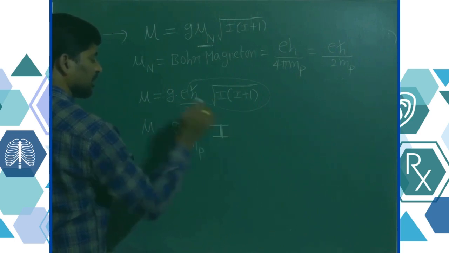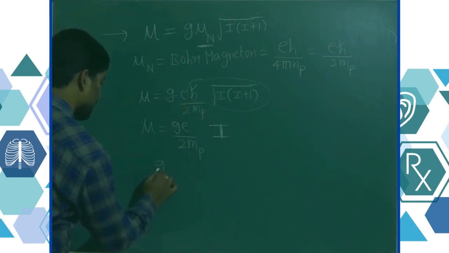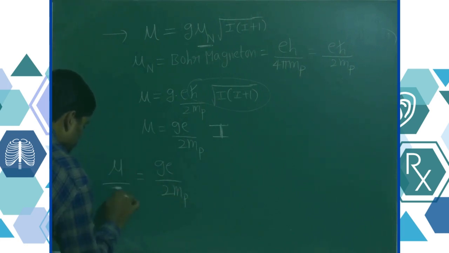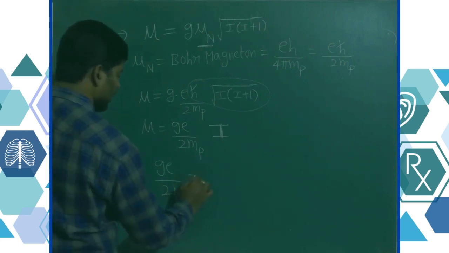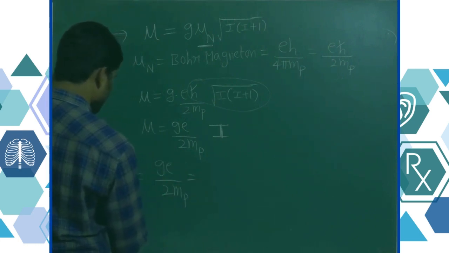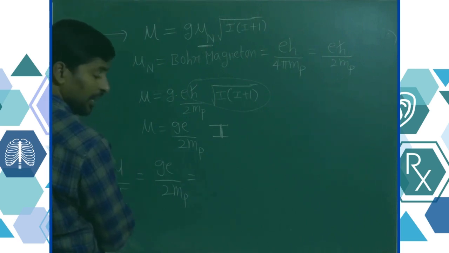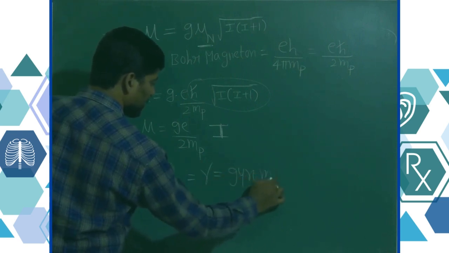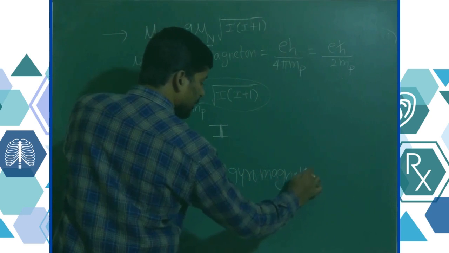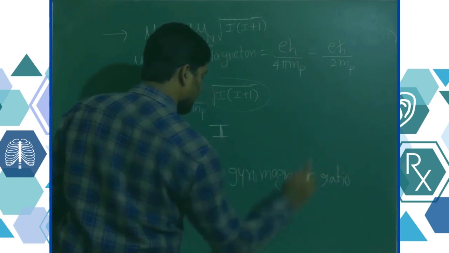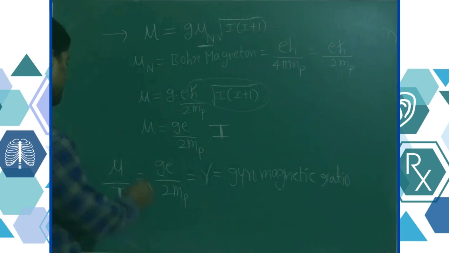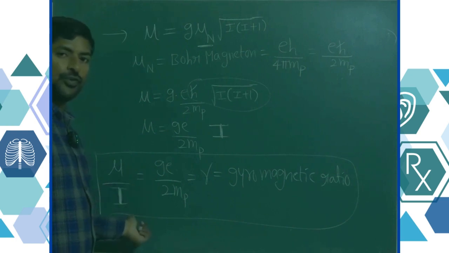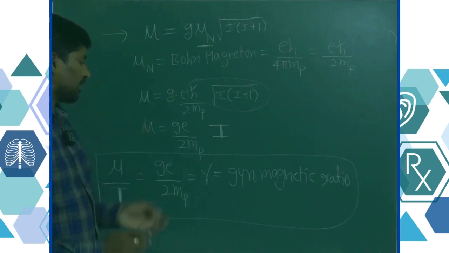I am indicating it with a thick line. So here, mu by I we are getting g e by 2 mp. This is the ratio of magnetic momentum to spin angular momentum. That is called the gyromagnetic ratio, gamma, that is indicated with gamma. It is also called the magnetic gyro ratio. So the magnetic gyro ratio is nothing but the ratio of magnetic momentum to spin angular momentum of the nucleus.